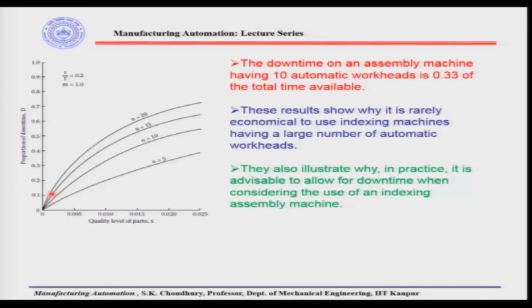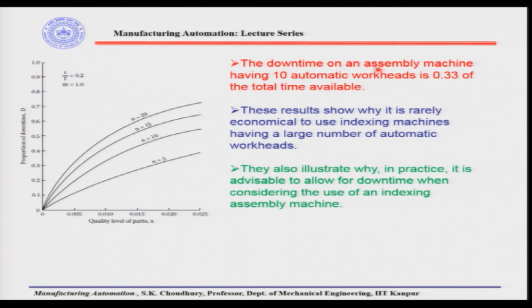Let us see. Now, if we draw the curve, this is the proportion of downtime and this is the quality level of parts, x. Here the quality level of parts is expressed as out of 1000 there are 5 parts defective, out of 1000 there are 10 parts, 15, 20, 25 and so on. Here we take the proportion of downtime as 0.1, 0.2, 0.3, 0.4 and so on up to 1. By the way, proportion of downtime is also expressed in percentage. For example, 0.2 is 20%, 0.9 is 90% and so on.